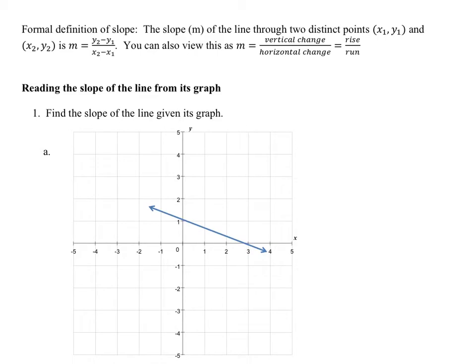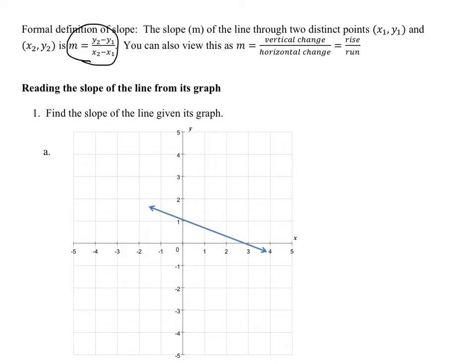Now here's the formal definition of slope. The slope of a line through 2 distinct points, x1, y1, and x2, y2, is equal to this formula right here. The difference of the y's over the difference of the x's. And you can think of it as a vertical change, because y is up and down, over a horizontal change, left to right. A lot of books use rise over run.